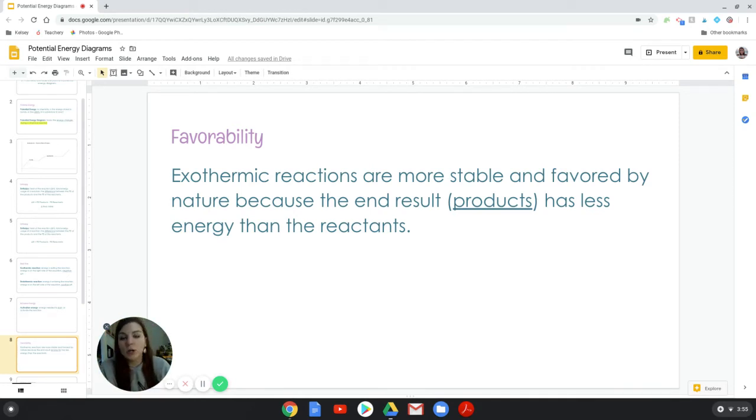The idea is that we want our products to have as little energy as possible. Nature wants to hold on to as little energy as possible. So that's why an exothermic is favored, is because you're getting rid of that energy.